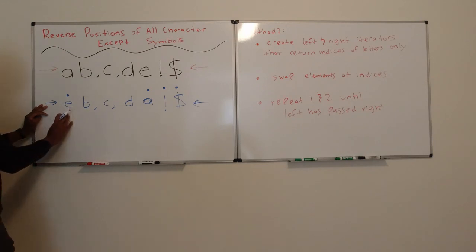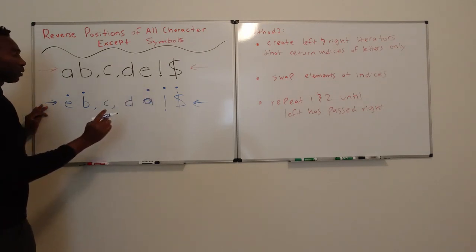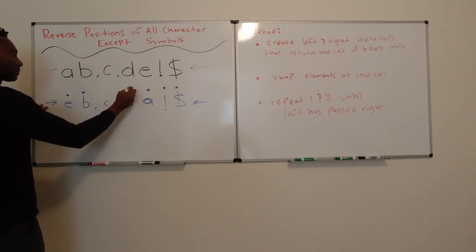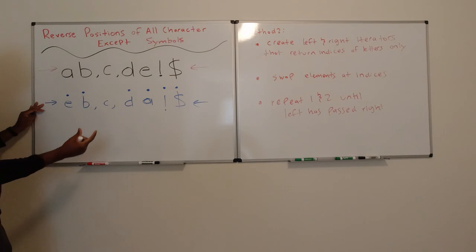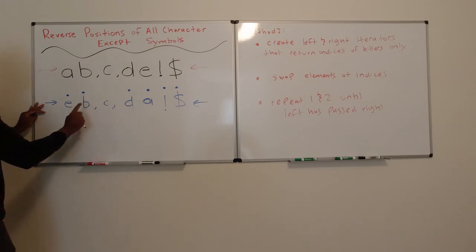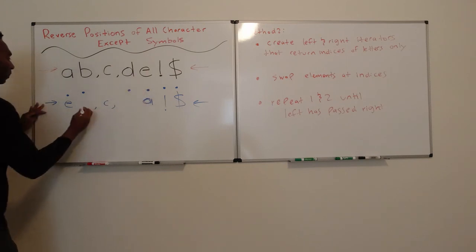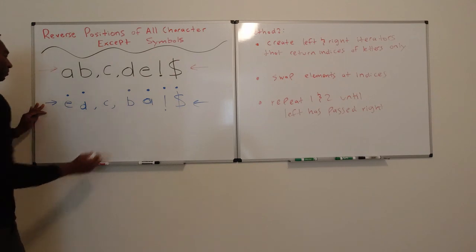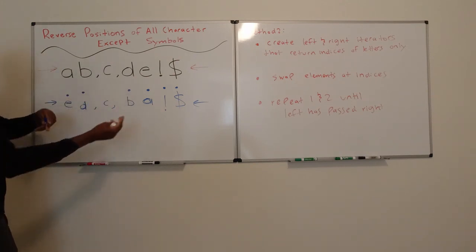The left iterator is going to go to the next letter from the left side, which is a B. All right, cool, it has a letter. On the right side, it's going to go this way, which is a D, and we have letters. So now that we have letters, we can swap those elements. We're going to swap B with D. Put the D here, and then put the B here. Perfect. The right iterator and the left have not passed, so we can keep on going.